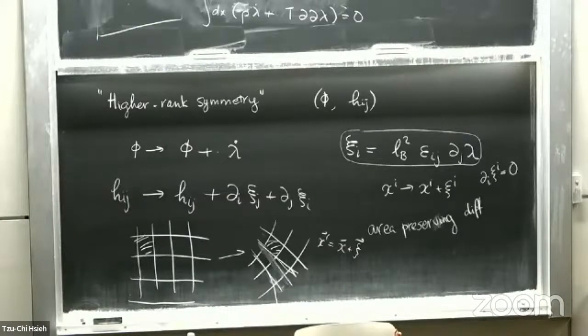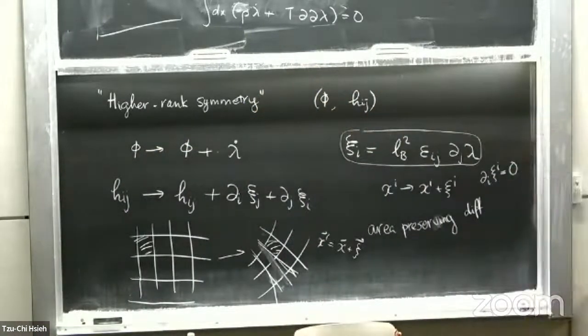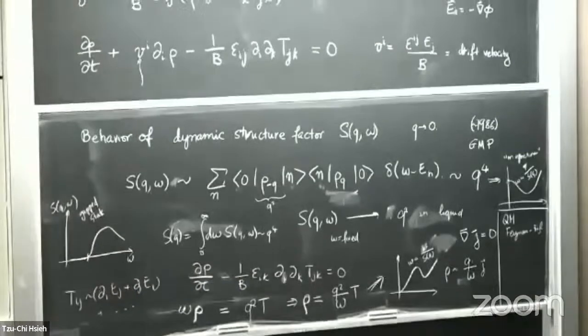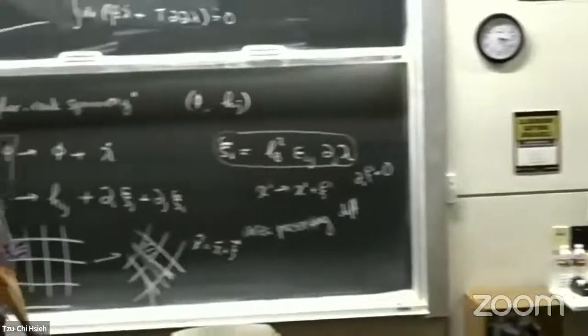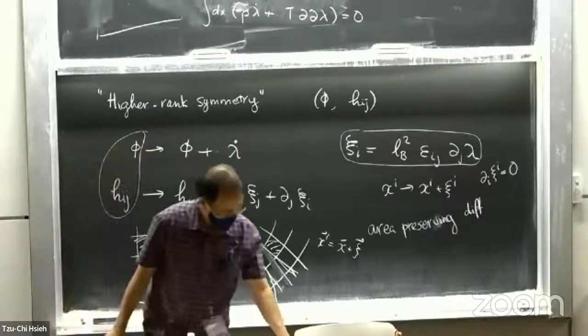This is why the continuity equation has an epsilon symbol. It traces back all the way to this epsilon tensor here, and then it becomes the epsilon in the gauge transformation. So it's a symmetry that we see here.